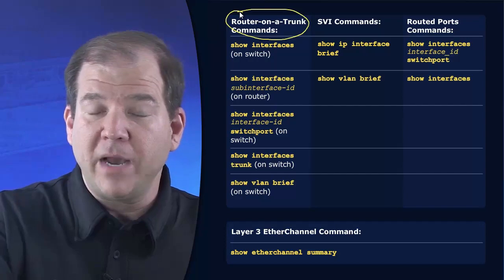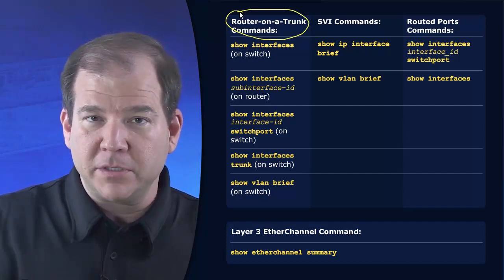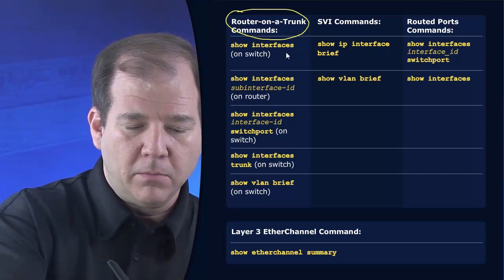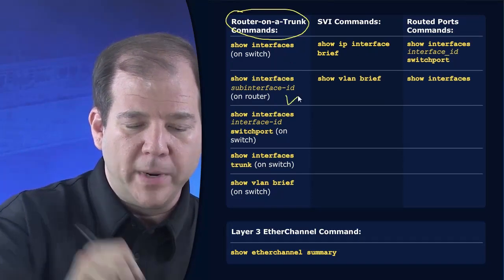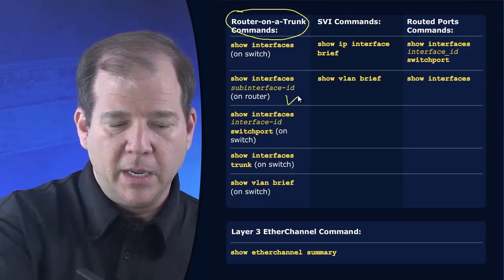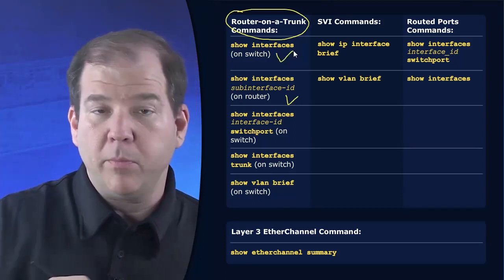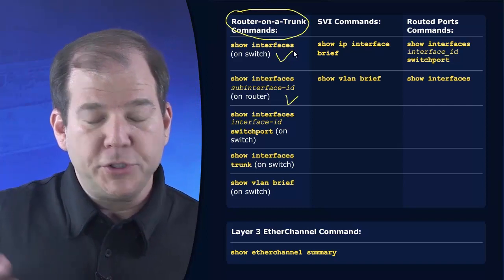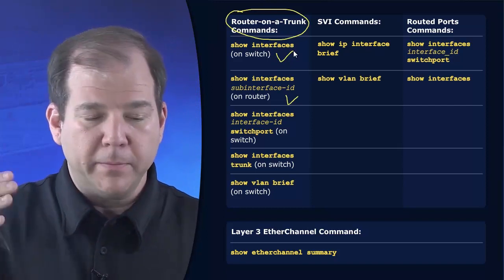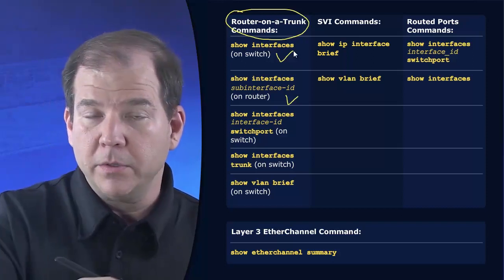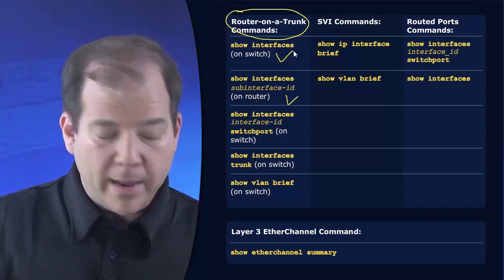We want to make sure that we've got matching VLAN identifiers on the sub interfaces on our router, which we could check on the router with show interfaces, and then we would look for the sub interface. On the switch, I'd probably do a show VLAN here to make sure that my VLANs were created. I might do a show interface trunk on the switch to make sure the VLANs were allowed on that trunk.